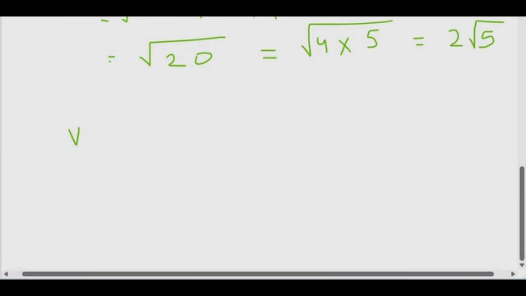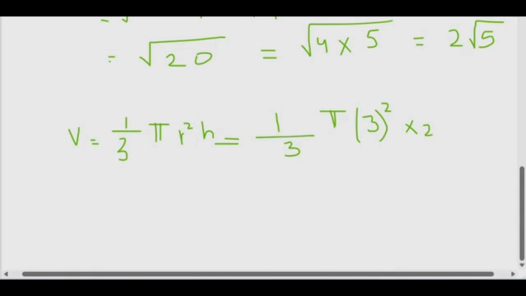So volume formula is what? V equals 1 over 3 pi r square h. If you remember in the previous question, we found out the radius of the circle. So the radius that we found out was 3. Now if you put 3 here and we take a square and multiply it with 2 square root of 5, we end up with 6 root 5 pi, which is approximately equal to 42.15. And that is the final answer.